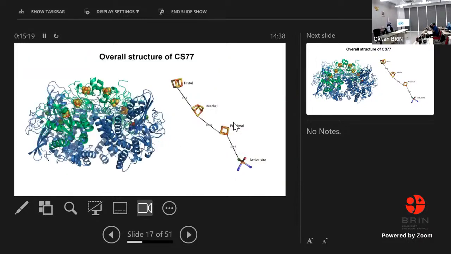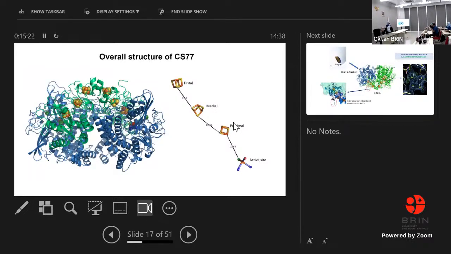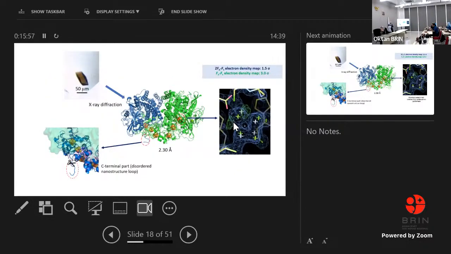So the next one. We subjected the protein crystal to X-ray diffraction, analyzed the data, and got the structure. This is the structure that we get. This is the first structure for nickel iron hydrogenase CS77. We get the distal, medial, proximal clusters and the active site determined in this structure as well.